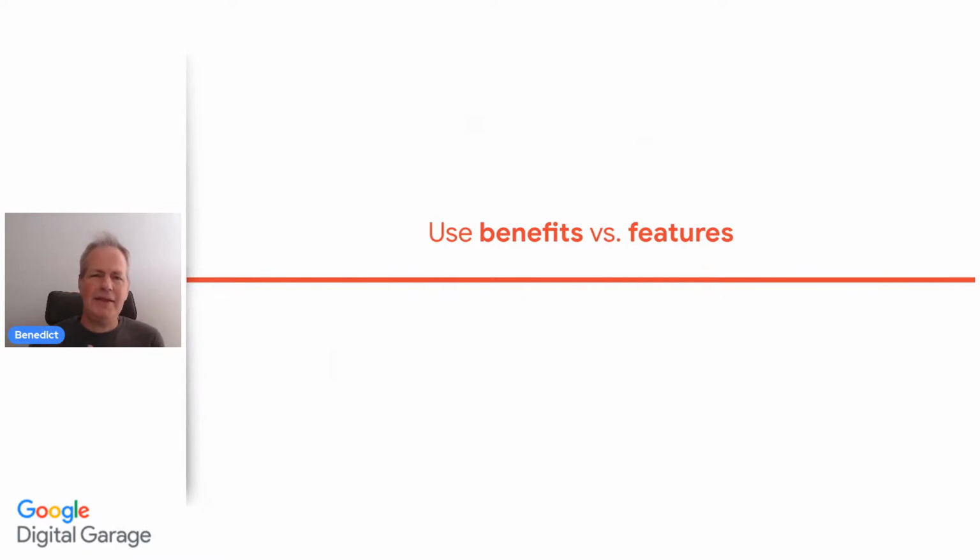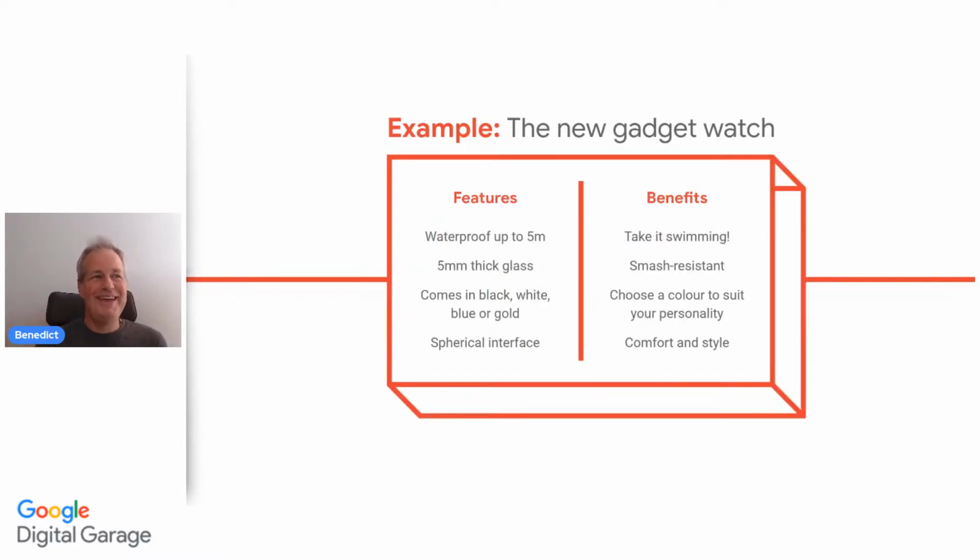Now, use benefits versus features. Now, I'm a tech geek. I'll look at something and I'll often want to know all sorts of tech jargon words, which I'll research into and find out about. But the truth of the matter is the benefits will often win me first, even though I'm such a tech geek. For example, the new gadget watch. We've got waterproof up to 5 meters. Okay, that's great. Oh, wonderful. But the benefits are take it swimming. You can just imagine that. Oh, okay, great. I can swim with it. Yeah, all right, I'll buy it.